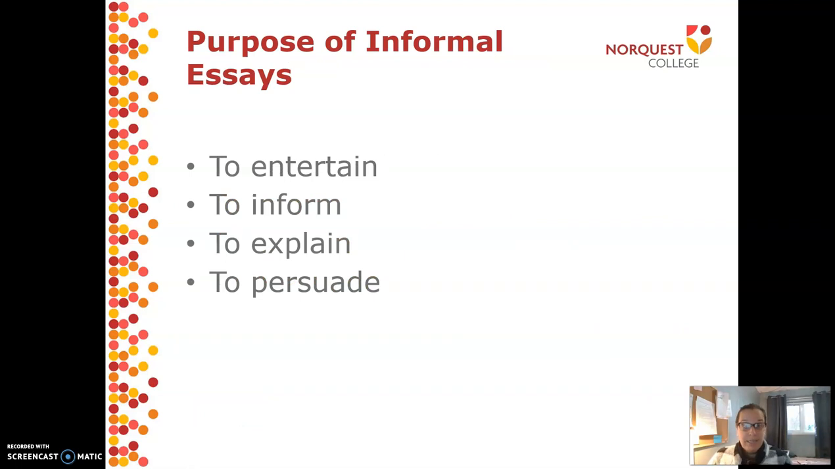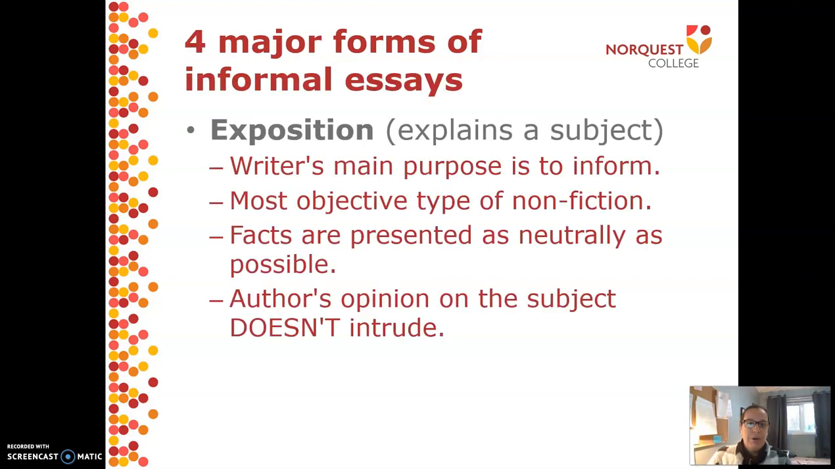In informal essays, the purpose is either to entertain, to inform, to explain, or to persuade, and we'll talk about each of those. The first type is called an exposition, which means it's informing. The writer's main purpose is to inform. It's the most objective type of nonfiction because there's no personal attachment to the topic. Facts are presented as neutrally as possible, and the author's opinion on the subject doesn't intrude. So if I were to read someone's exposition, I shouldn't be able to know what the author thinks about the subject in terms of their opinion.